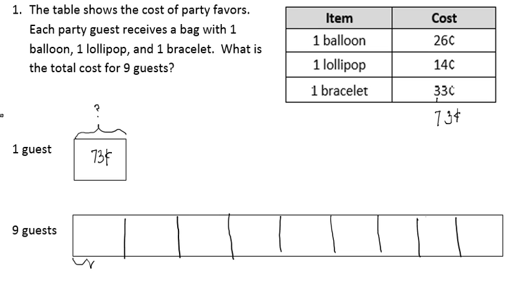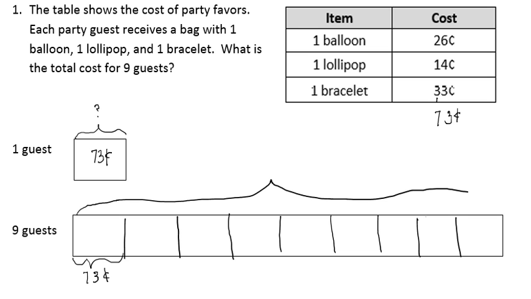On my bottom tape where I have my 9 guests, I know then that each unit is worth 73 cents and that in order to solve the problem, I need to find the total of all 9 units. I'm going to put my question mark to remind me that this is where the final answer needs to go. I need to find the total cost for all 9 guests, knowing that the cost for 1 guest is 73 cents. I can take 73 times 9 to find my final answer.